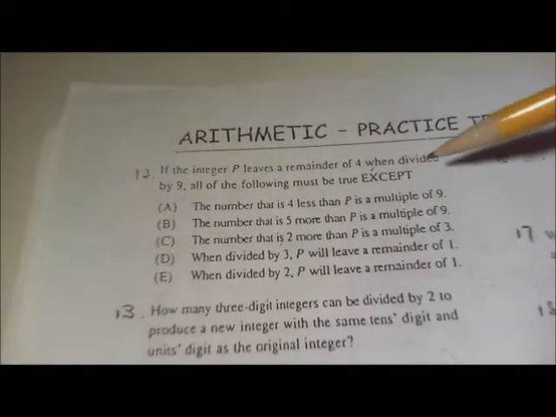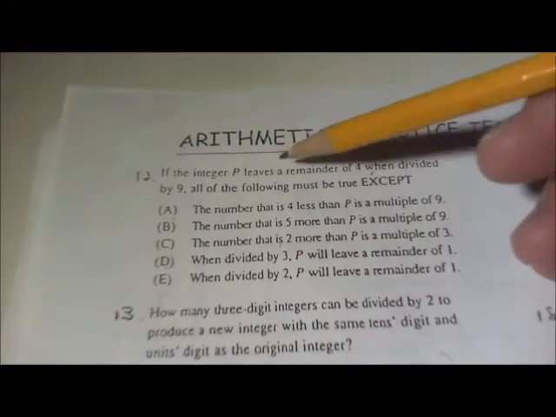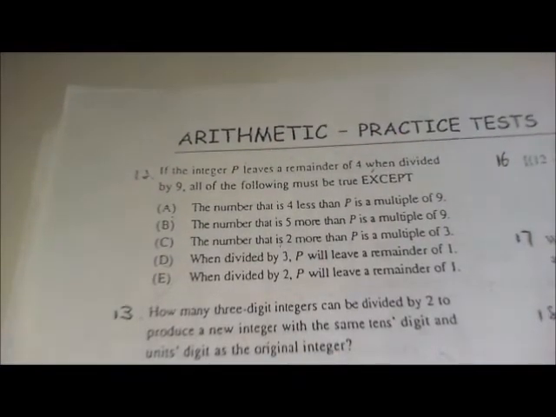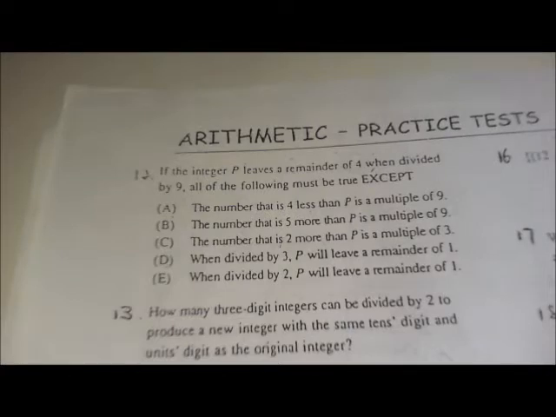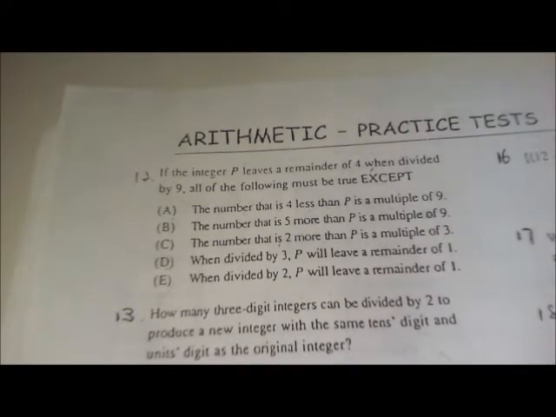Let's continue with number 12. In this case, they said P leaves a remainder of 4. Now, when we talk about a remainder of 4, you have to deal with the remainder. When divided by 9, that means you have an extra 4. So an extra 4 means that when P takes away 4, the number can be divided by 9.